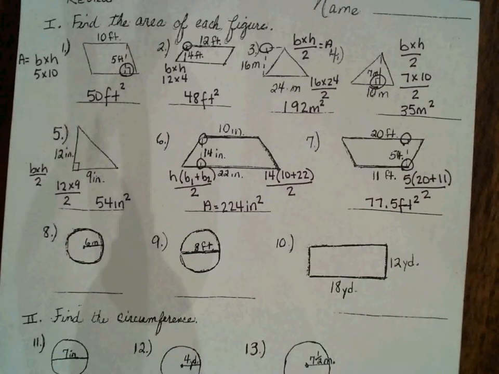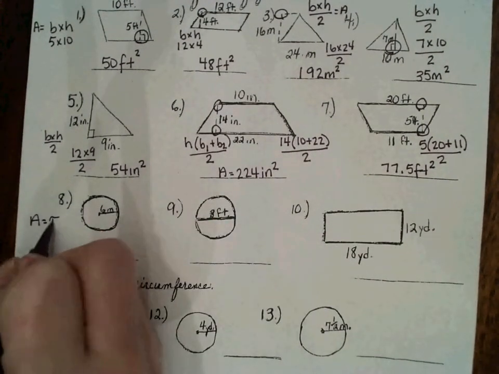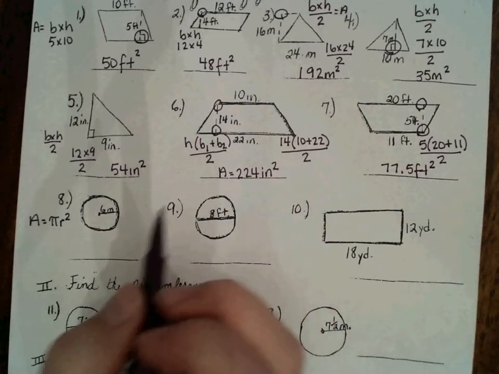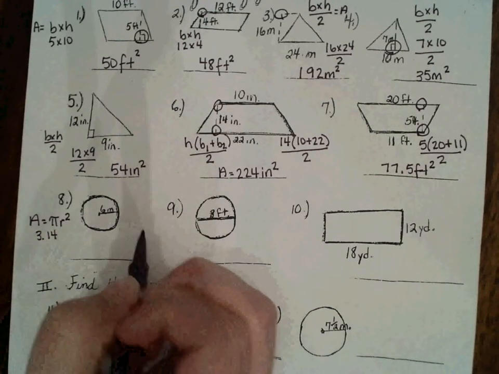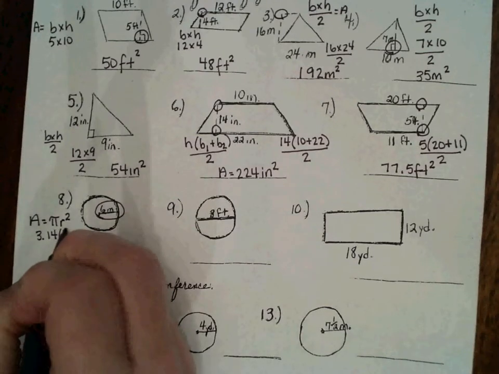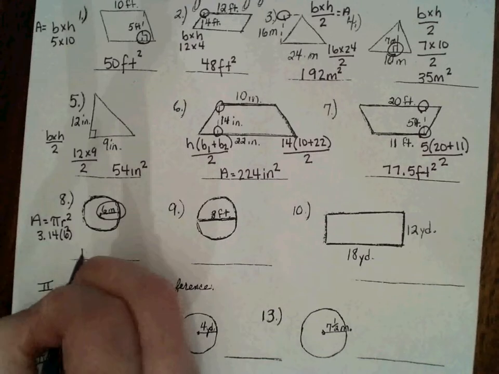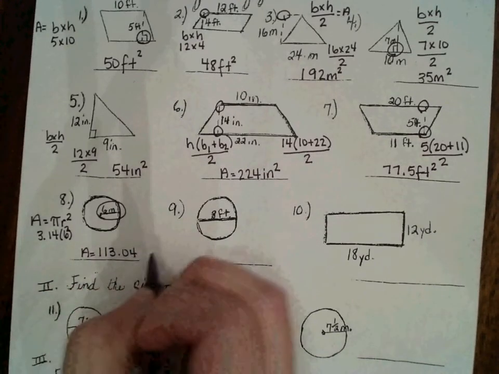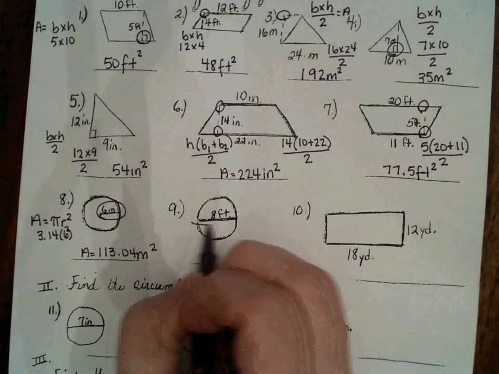Getting into those circles that we talked about, remember your area equals pi r squared, not 2 times r squared. So here we're given 3.14 times our radius. The radius goes halfway, so times 6 squared. When we plug this in, we're left with our area equaling 113.04 meters squared.